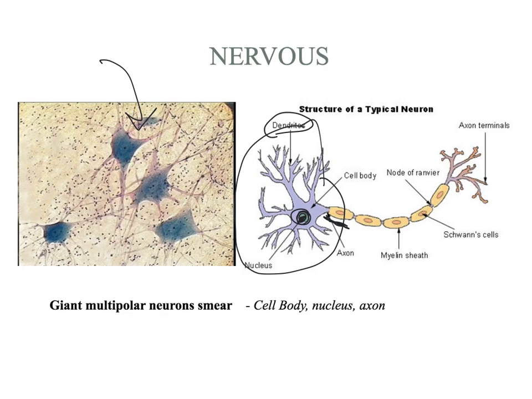When you get to that particular slide, what you are going to label is the cell body, the nucleus, and the axon. You can also label dendrites. All right, let's move on to our next slide.